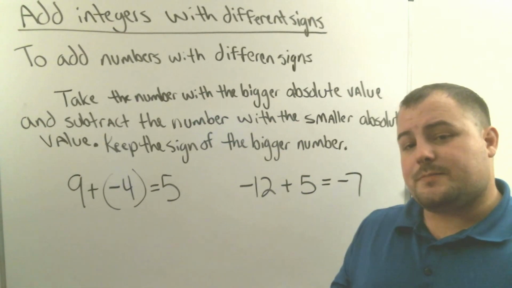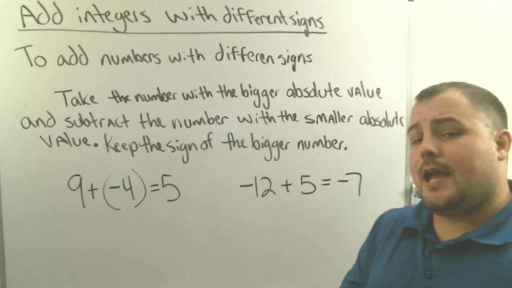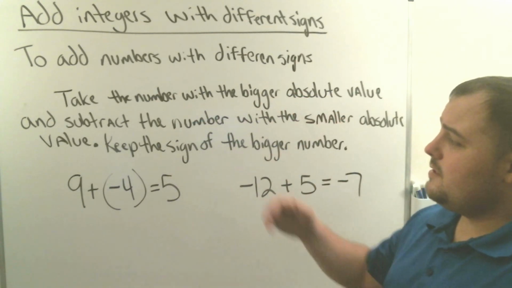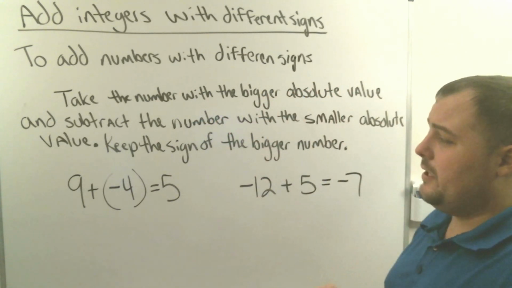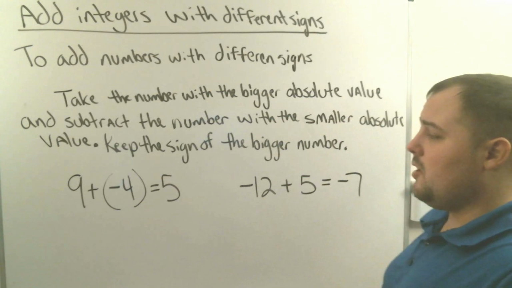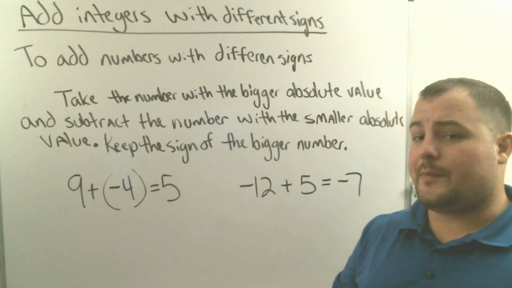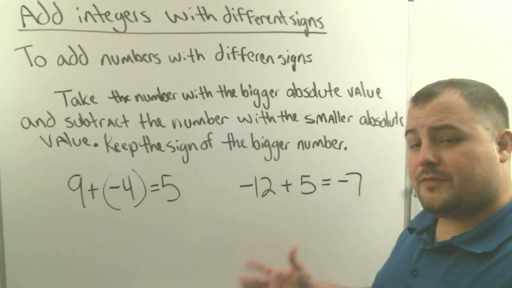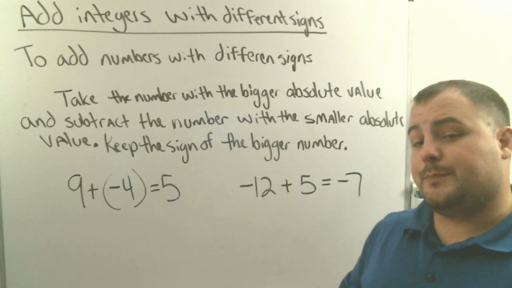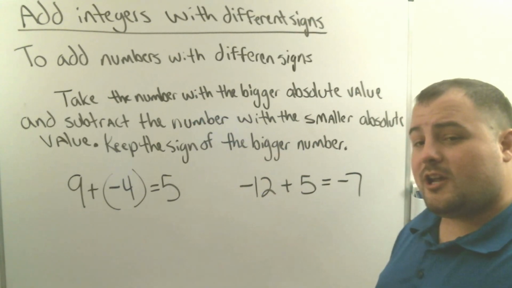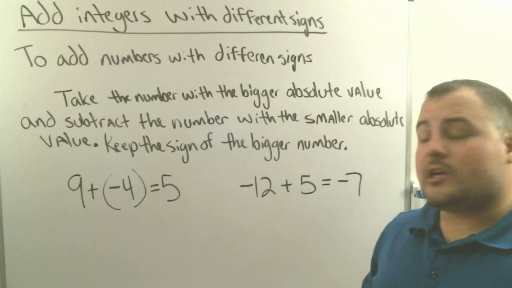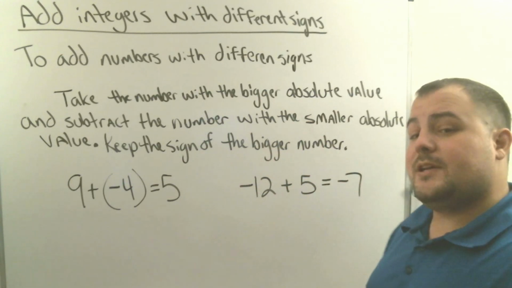Alright, our next part is about the ability to add numbers with different signs. So to add numbers with different signs, take the number with the bigger absolute value and subtract the number with the smaller absolute value. So we need to remember absolute value from lesson 1. Absolute value is how far away a number is from 0. So the number that has a bigger absolute value is going to subtract the other number that has a smaller absolute value. What you do at the very end is you keep the sign of the one that was bigger.